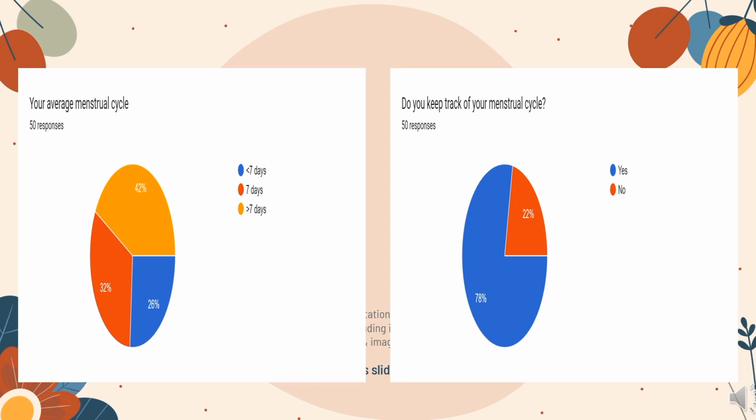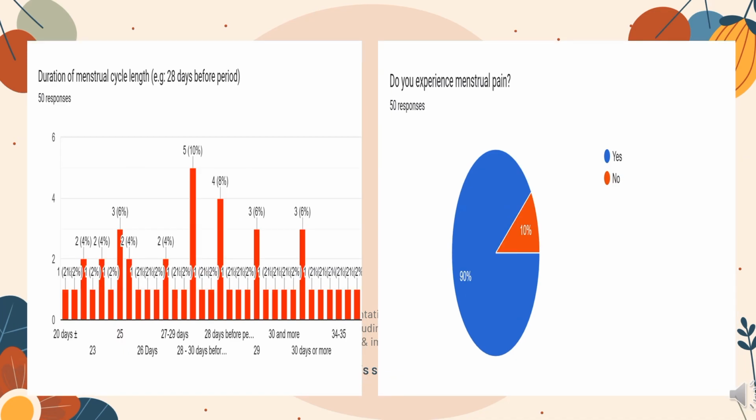For the next question, 78% of our respondents were found to have been keeping track of their menstrual cycle. For the question on level of menstrual pain, the highest vote on level of menstrual pain felt is level 3 and level 4, which both have a vote of 18 respondents. Next, here is the result of days of menstrual pain. 14 respondents stated they experience menstrual pain on day 2.